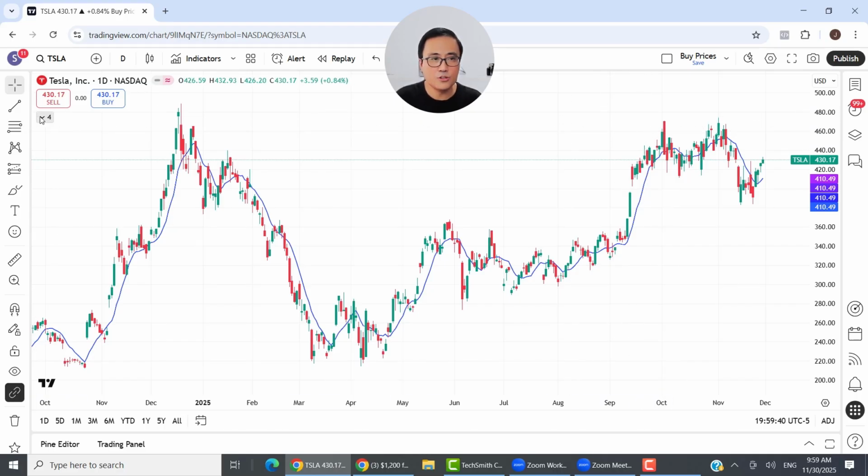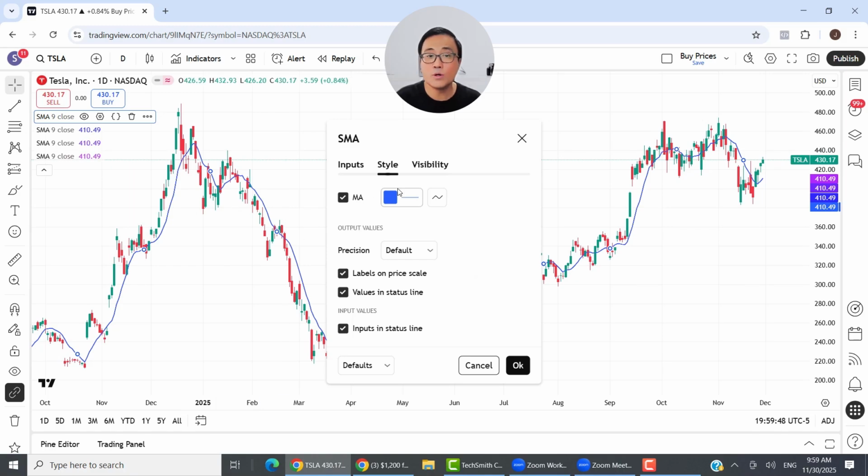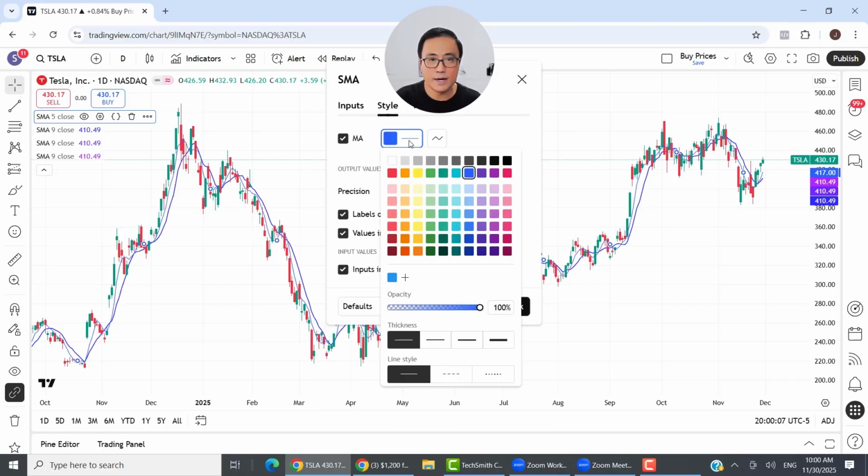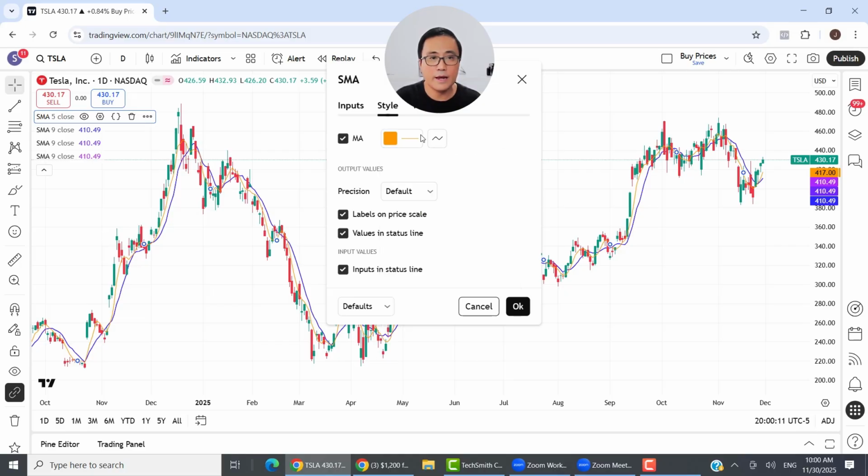And on the left side, there's a pointy arrow down. If you expand it, we have 4 simple moving averages. I will click on each one of these. The first one will be the 5. And for the style, let's make it orange. And I will make them different colors so we can tell them apart.